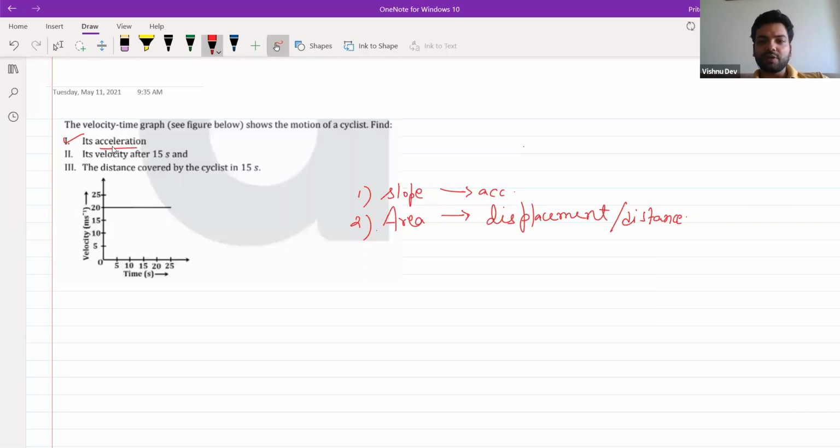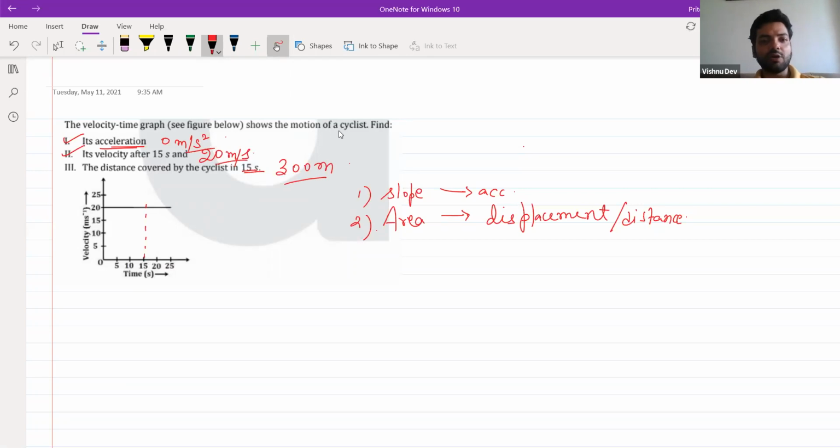Okay, so if we talk about acceleration, that is 0 meter per second square. Okay, velocity after 15 seconds. So after 15 seconds, velocity as it is indicated here, it is constant. So we can say 20 only, that's correct. And the distance covered in 15 seconds. What we have to do, we will take the area. So 15 times 20, 300 meters. Right, so these all answers we'll get.